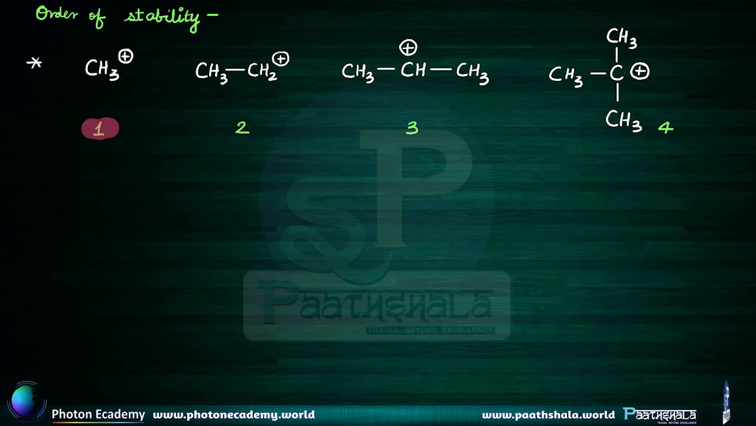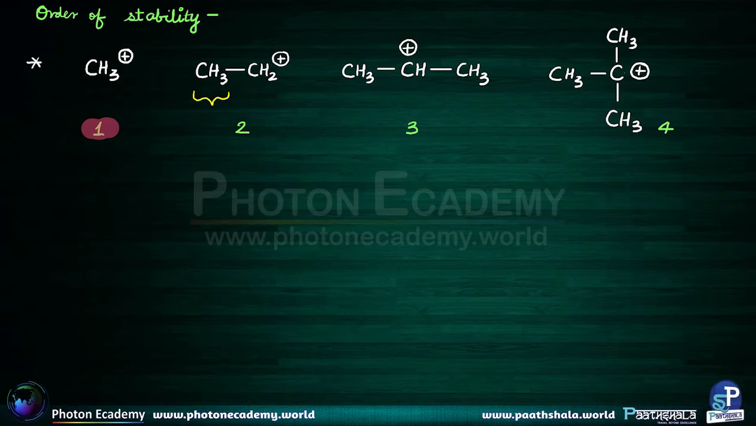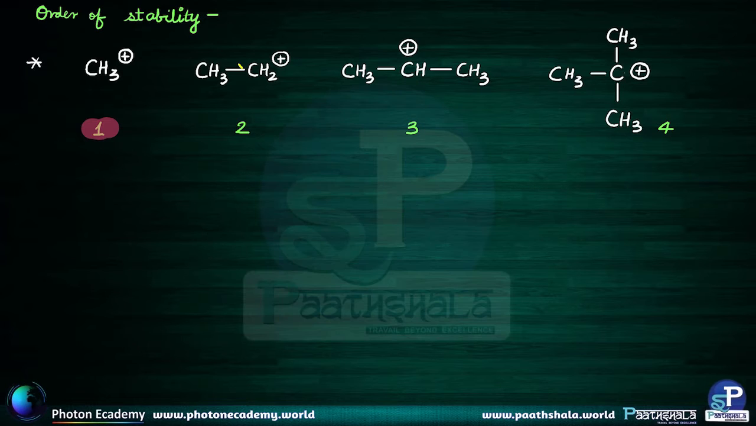But when I move on to the second one, what I see is that there is one CH3 group here which can give me electrons. So this CH3 group is going to donate its electron density towards the positively charged carbocation.